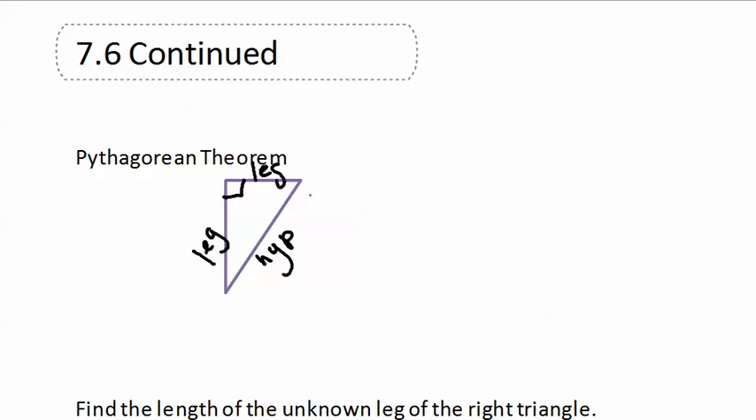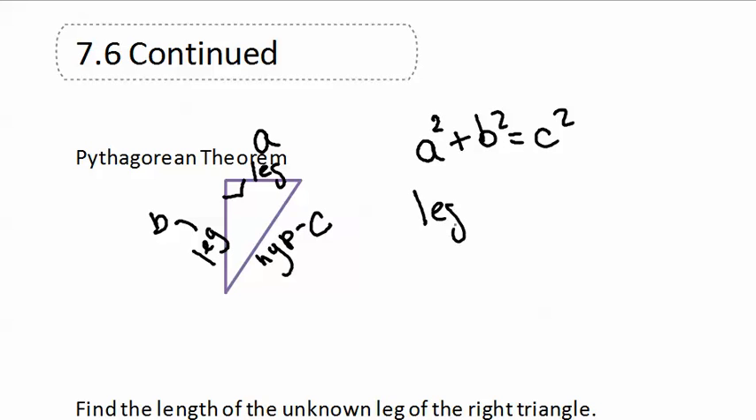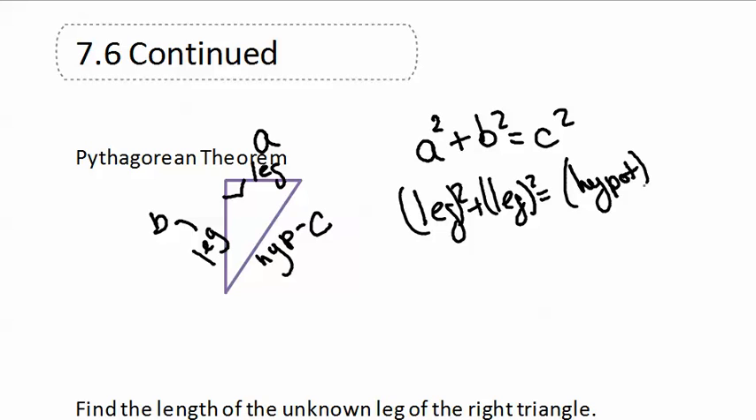What the Pythagorean theorem states is that I can take one of the legs, we'll label that A, another leg, which we'll label B, and the hypotenuse, which we'll label as C. The lengths can be written as a formula: A squared plus B squared equals C squared. So, leg squared plus leg squared equals the hypotenuse squared. If you have 2 out of the 3 lengths of a triangle, you should be able to figure out the third missing one based on that formula.